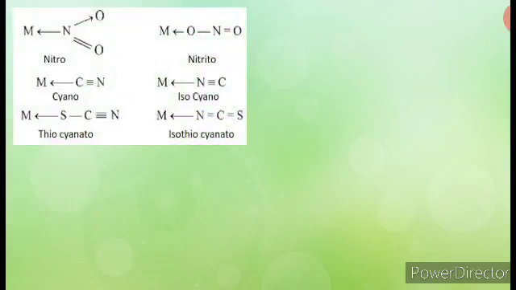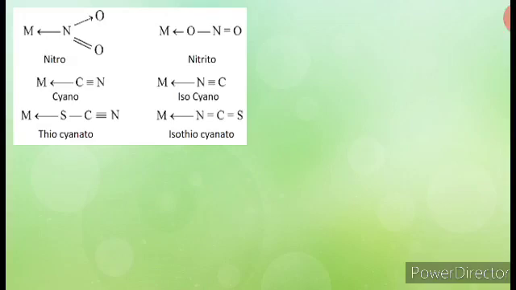Okay, the cyanide formula you know very well. C triple bond N, two donor atoms are there. Either it can donate a lone pair of electrons through carbon or nitrogen. So if it combines through the carbon atom to the central metal atom, then it is named as cyano. And if it combines with the central metal atom through nitrogen, then it is named as isocyano.